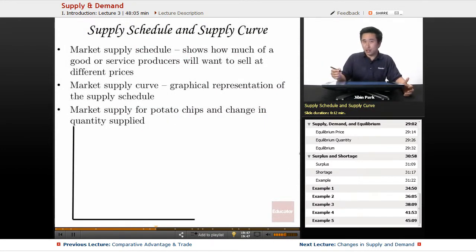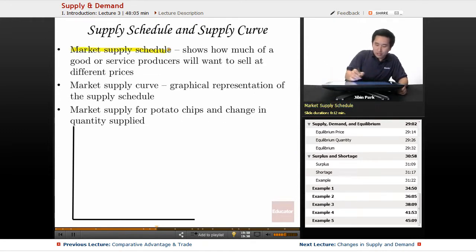Okay, supply schedule and supply curve. We've tackled the demand component of it. Let's go ahead and look at the supply side of this all. A market supply schedule shows how much of a good or service all producers, as opposed to an individual supply schedule, which would be only one producer, will want to sell at different prices. So the market supply curve is going to be a graphical representation of the supply schedule.